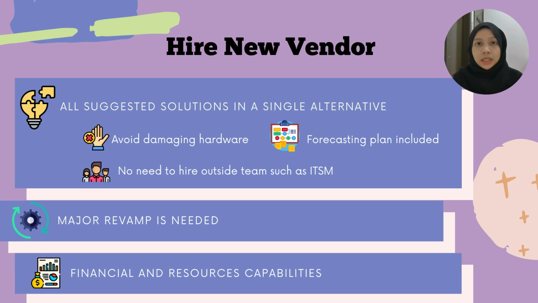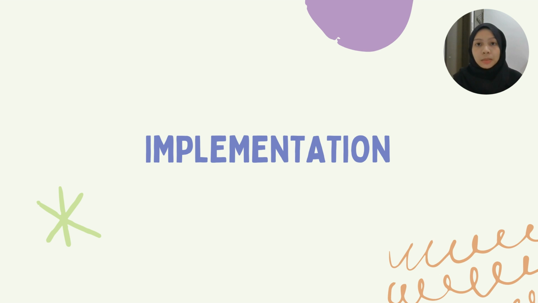Next, a major revamp is needed as the problems faced by NNE Bank are big, involving three areas, which are the networks, servers, and storage systems. Lastly, NNA Bank has an annual profit of 1.4 billion ringgit, which means they have enough financial capacity and resources to employ a reputable vendor. Therefore, the solution is proposed as it is better to do the right thing once to benefit the bank in the long term.